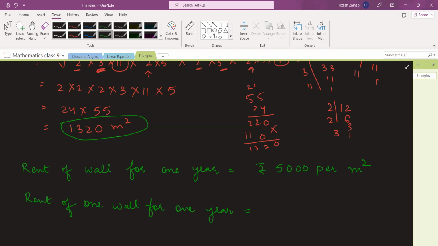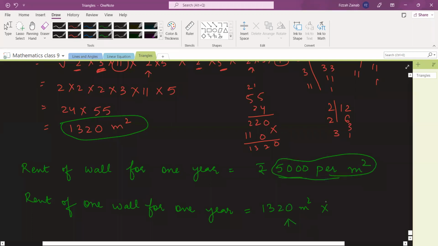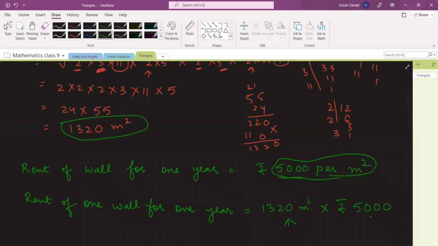So your area is 1320 meter square, right? And multiply by this. For 1 meter square, you have to pay 5,000 rupees, and you have this much meter square. So you will multiply it by this. Understood? So rupees 5,000 and, is that understood by everyone?